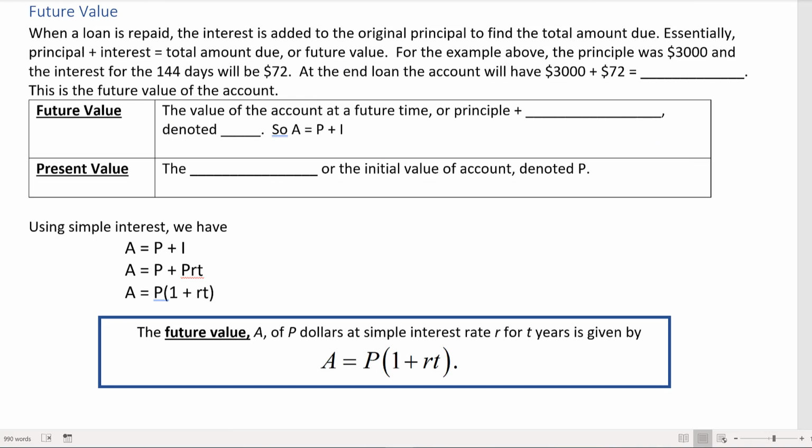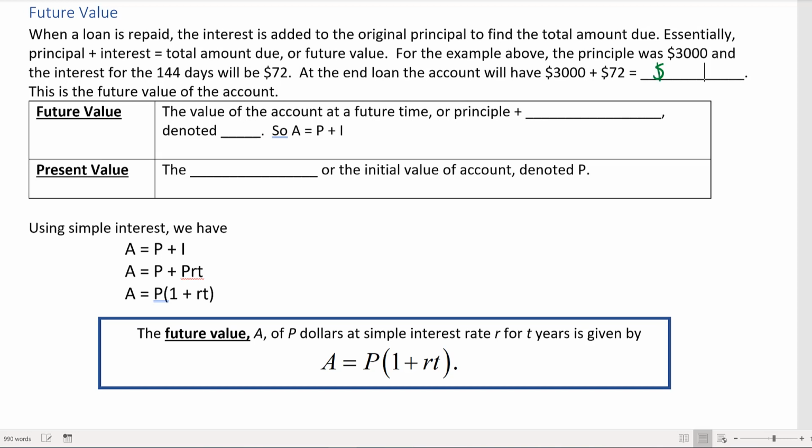So next we're going to talk about future value. When a loan is repaid, the interest is added to the original principal to find the total amount due, essentially taking the principal plus the interest equals the total amount due, or we could call it future value. So for the example above, the principal was $3,000 and the interest earned for the 144 days was $72. So at the end of the loan, the account will have $3,000 plus 72, which is $3,072. This is the future value of that account.